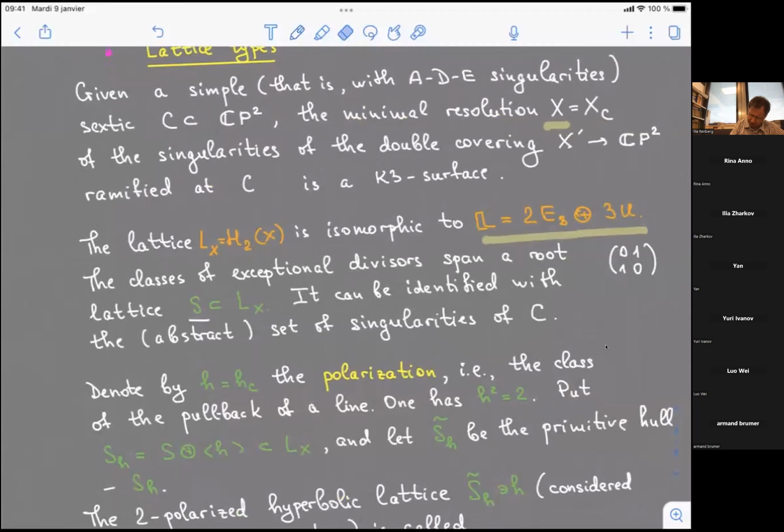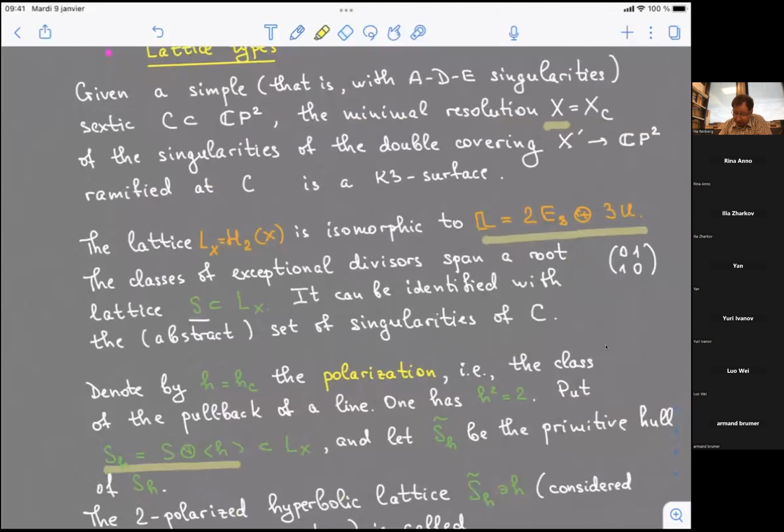What did I do? Okay, I did something strange. Okay, let me try to reconstruct. So what I will denote by SH is this sublattice generated by S and H in the second homology.